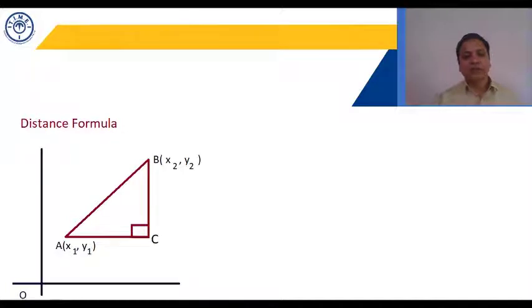Now moving further, distance formula. Suppose a point A is given whose x coordinate is x1 and y coordinate is y1. That means this point A from origin to its right, it is x1 unit, and upward from origin it's y1 unit. So its coordinates are x1 comma y1. Another point is given as B whose x coordinate is x2 and y coordinate is y2.